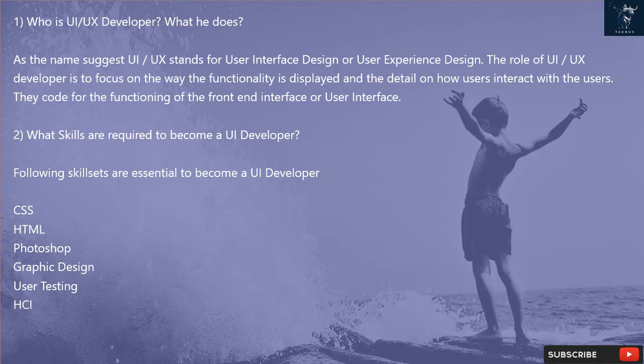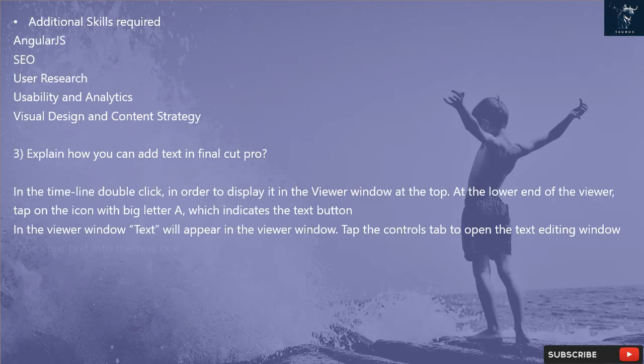2. What skills are required to become a UI developer? The following skill sets are essential to become a UI developer: CSS, HTML, Photoshop, graphic design, user testing, HCI, creating mockups in the Adobe suite. Additional skills required: Angular, JS, SEO, user research, usability and analytics, visual design and content strategy.